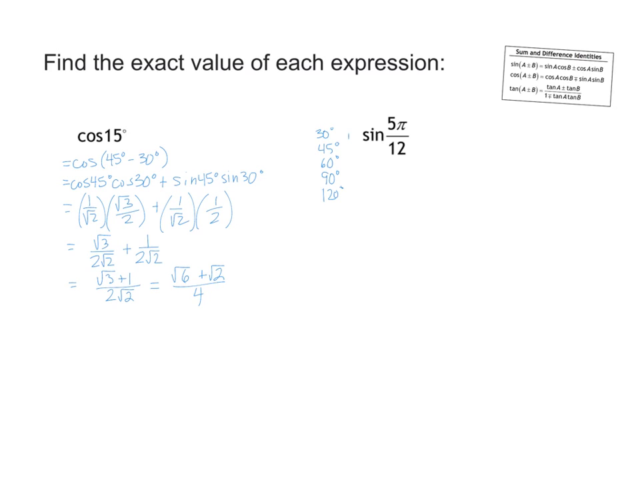So I could change this to sine 75 degrees. And then I need to look for which two angles will add up to 75 degrees. Or subtract to 75 degrees. Add or subtract. 30, 45. 30 and 45 will work. Sine 30 plus 45.